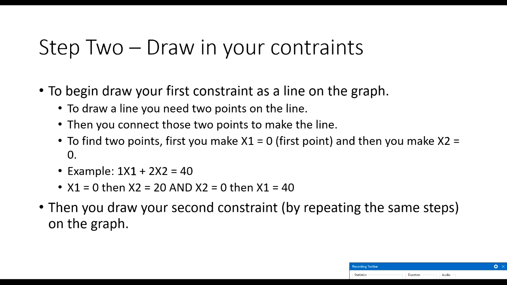So, to begin, we draw our first constraint as a line on the graph. To draw a line, we need 2 key points, and then we connect those 2 points to make the line. So to find 2 points, first, and this is universal, we make x1 equal to 0. And then we repeat, and we make x2 equal to 0. For example, if we make x1 0, 1 times 0 is 0. So this first section is eliminated. And we get 2x2 is equal to 40. We divide 40 by 2, and we get x2 is equal to 20.